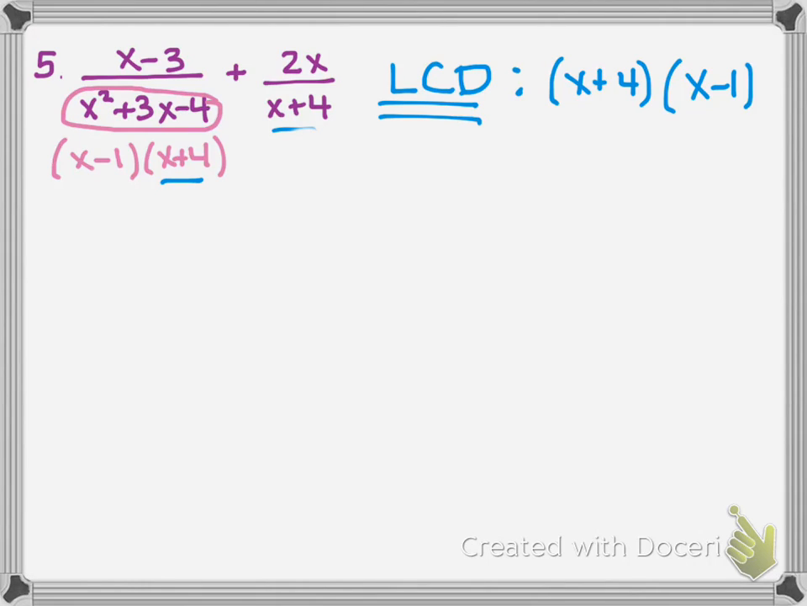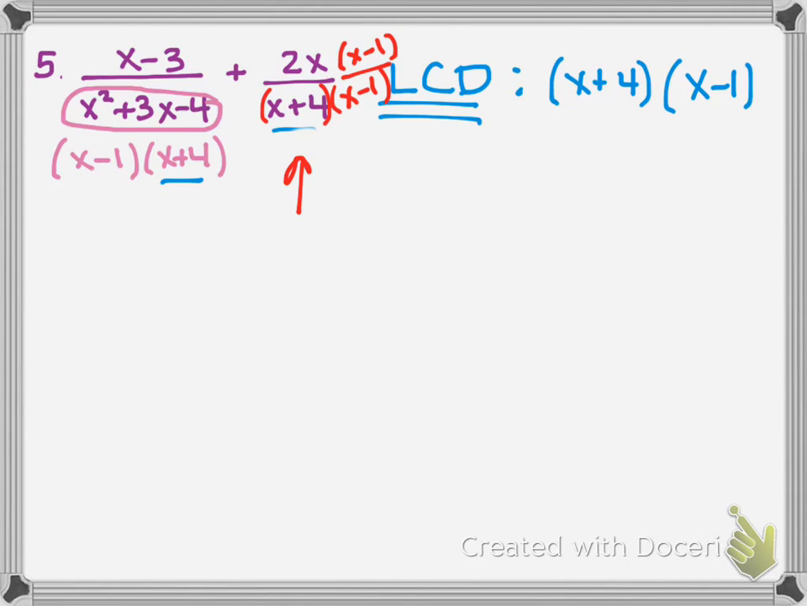Okay, so if I were to rewrite all this out, actually I'm not going to rewrite it, let's just do it this way. Since we identified that this is the one that needs the x minus 1, we're going to multiply the numerator and the denominator by x minus 1. I'm going to put in my parentheses because I will have to distribute.